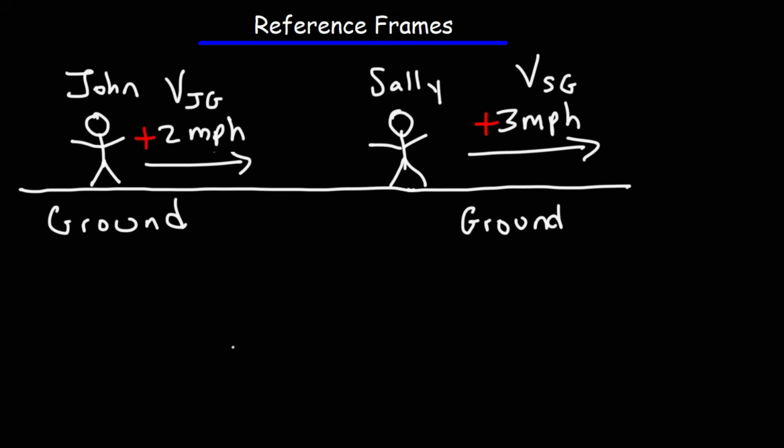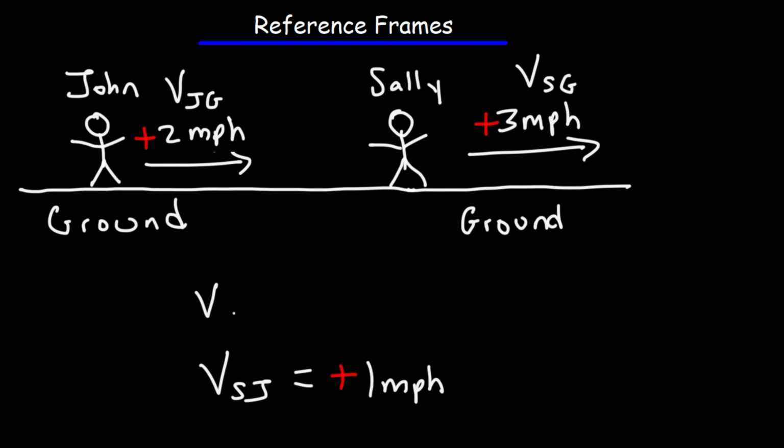Now here's a question for you. What would be the value of VSJ? What is Sally's velocity relative to John? Well, Sally is moving faster than John. From John's perspective, every hour, Sally is going to be 1 mile ahead of him. She's moving 1 mile per hour faster than he is. So the distance between John and Sally will continue to increase. From John's perspective, Sally is moving away from him. So Sally, her speed is 1 mile per hour greater than John.